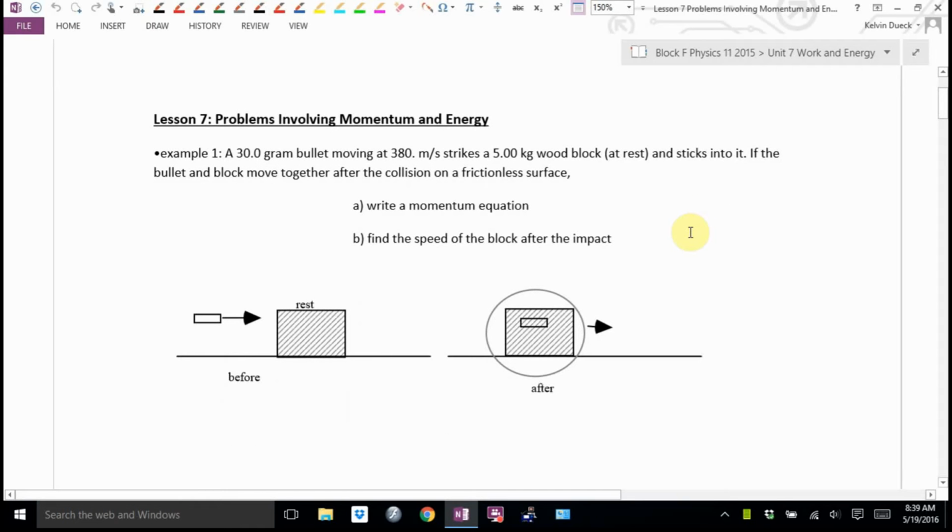I call this problems involving momentum and energy. Hey, there's a collision and there's a change in height, change in speed, curvy path. Let's smash stuff together and have it move off afterwards. We're going to start off with a review question.